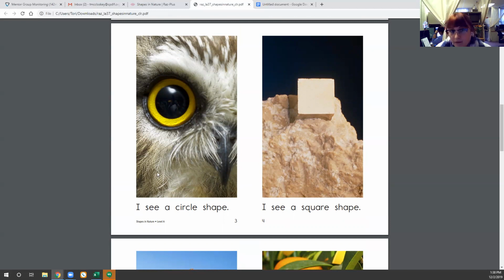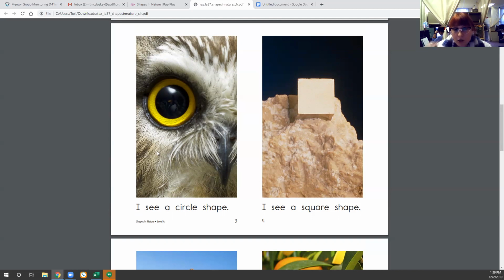Now, let's think about this. On page 3, I read that the narrator sees a circle shape. In the picture on this page, the circle shape is a bird's eye. However, when I read the sentence, I think of the round sun in the sky. Both the bird's eye and the sun have a circle shape. Remember, what you visualize is on the basis of the words you read and what you see in your head, not the picture on the page. So maybe what you visualize will match the picture in the book, and maybe it will be completely different, and that's okay.